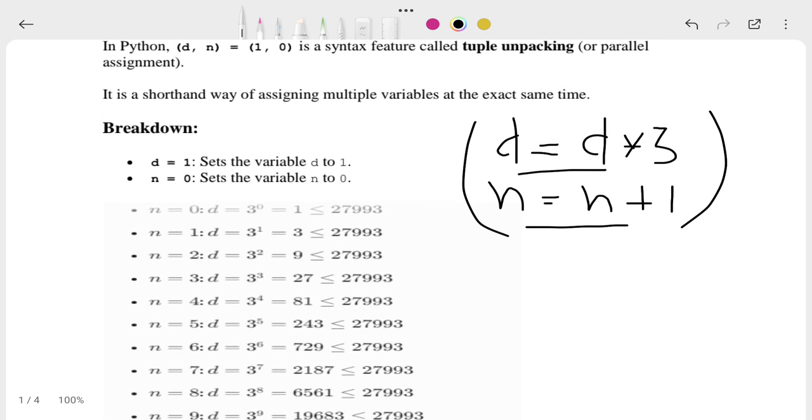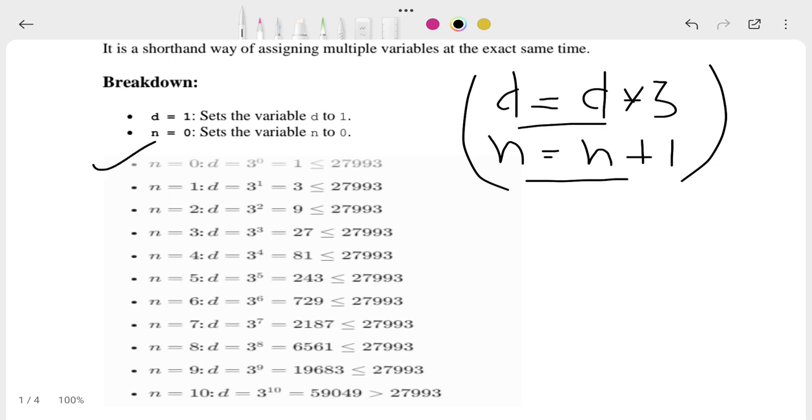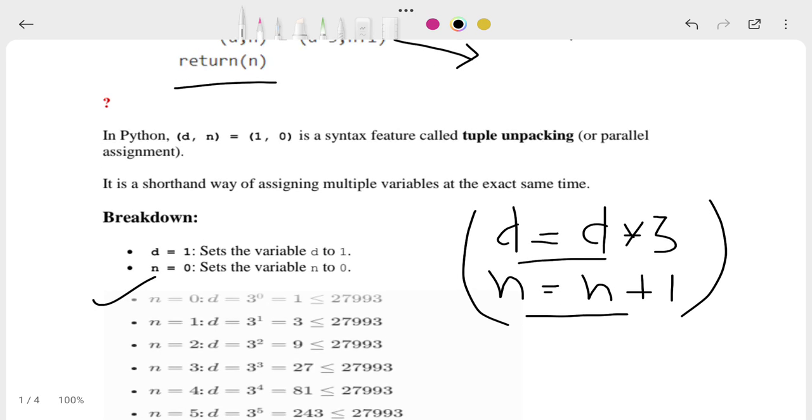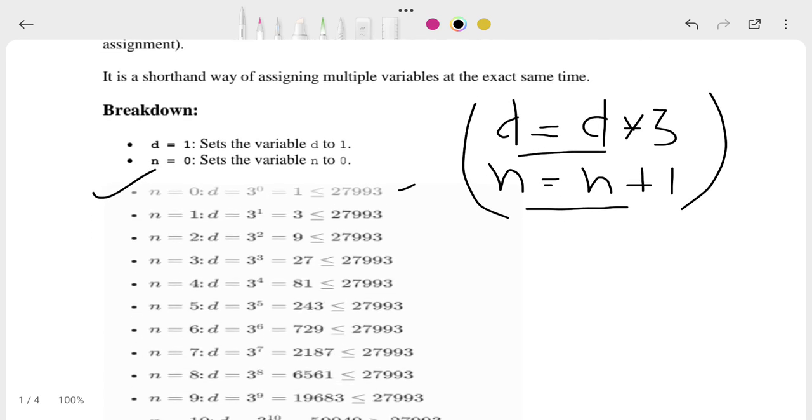So now you can see here, at first n is equal to 0, so d is equal to d into 3. Initially what is d? D is equal to 1. So in this condition n is equal to 0, 0 plus 1 is equal to 1. Now here n is equal to n plus 1, 0 plus 1 is equal to 1.